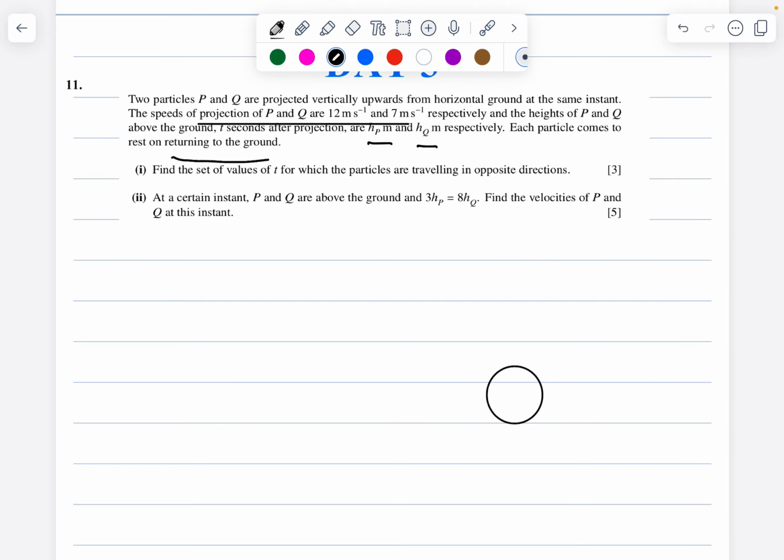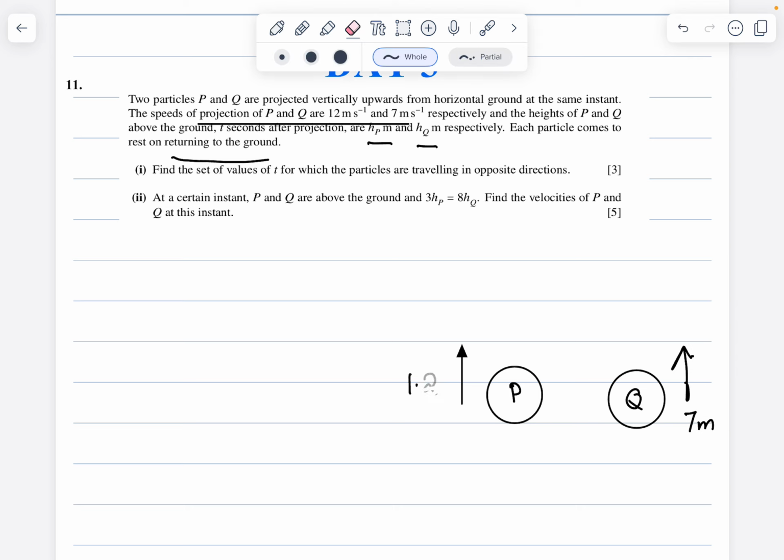So this is particle P, and this is particle Q. They are projected vertically from horizontal ground at the same time. This is projected at 12 meters per second, and this is projected at 7 meters per second.